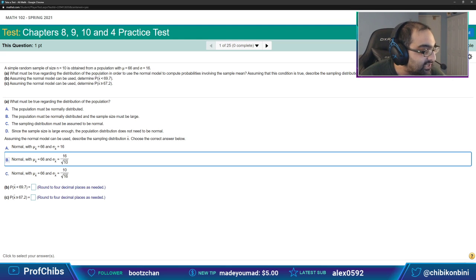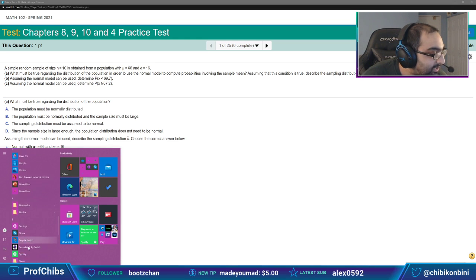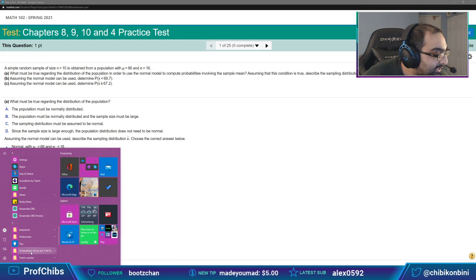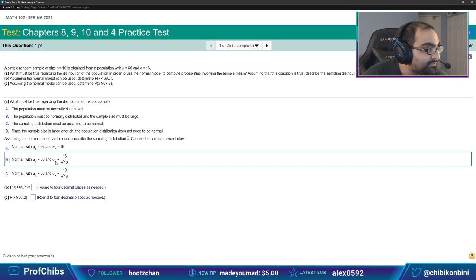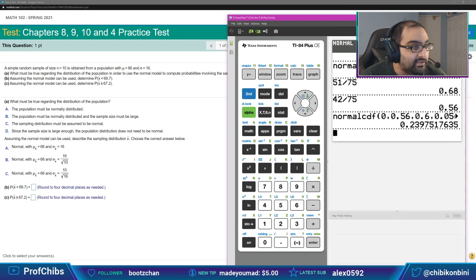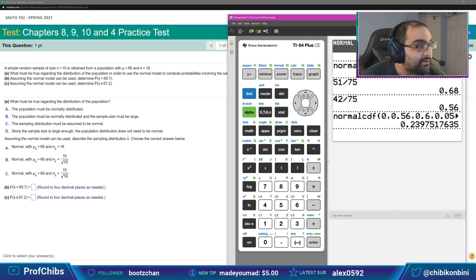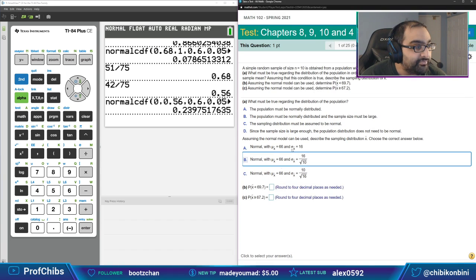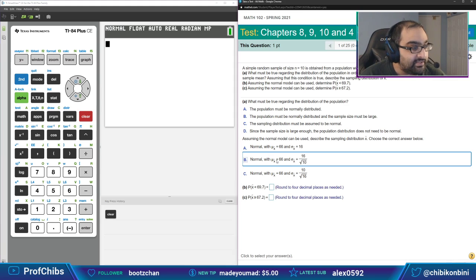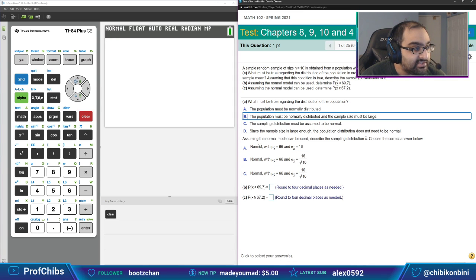Like I said, the most important part of this problem is that guy right there, because that's going to set us up for parts B and C respectively. So the standard deviation divided by the square root of the sample size is what you want there. So I want 16 divided by the square root of 10 for that particular part. Okay. So why do I need that? Why does that need to happen?